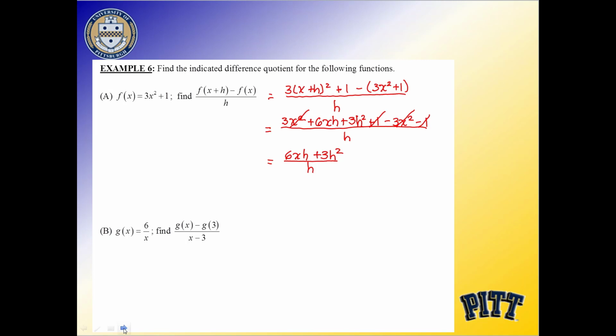Here is where I can cancel out an h. I cancel one h away from 6xh, making it 6x. I cancel out one h from the 3h squared, making it 3h. I cancel the one h with the h in the denominator, making that a 1. So what I get is 6x plus 3h as my answer at this point as far as what the difference quotient is.